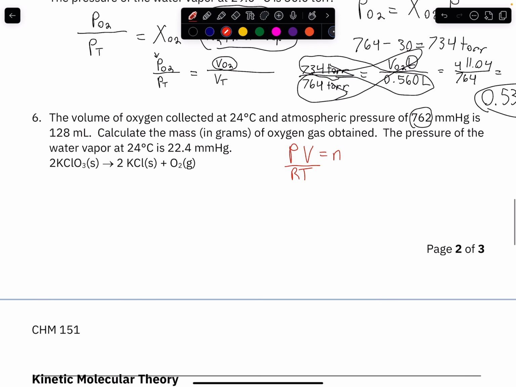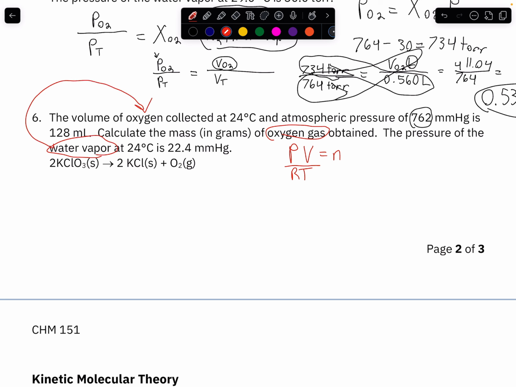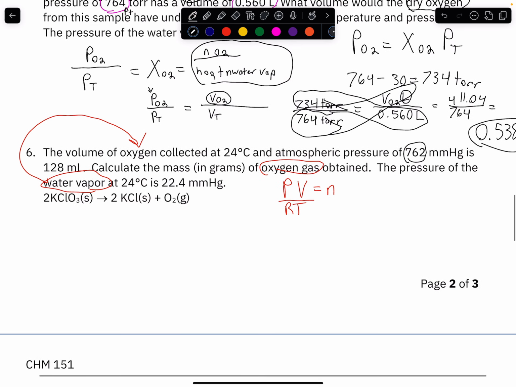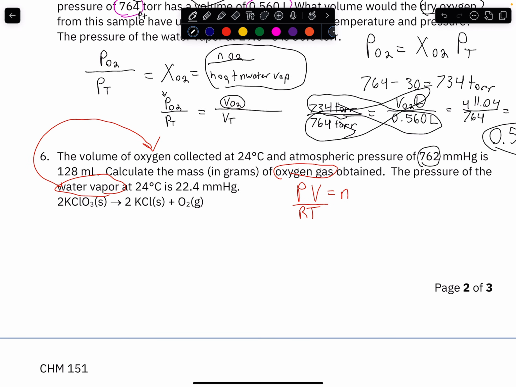I want us to understand that we are calculating the mass in grams given the volume of oxygen collected at a certain temperature. But we're trying to find specifically oxygen gas, and we have water vapor inside this oxygen collected. So it's going to be very similar in the sense that we have a partial pressure and a total pressure.